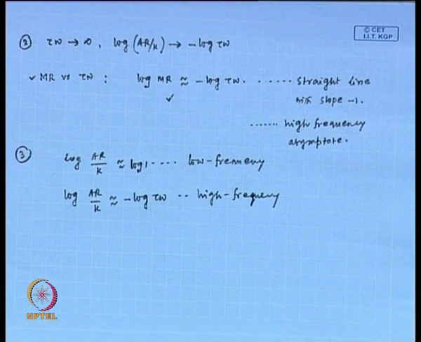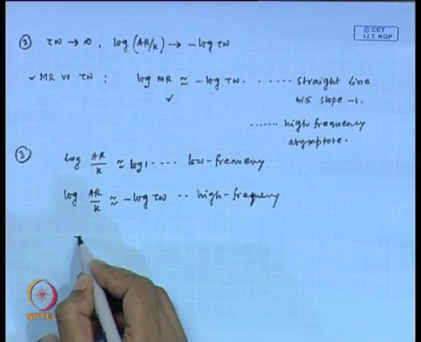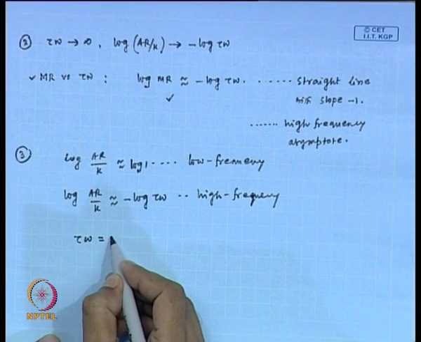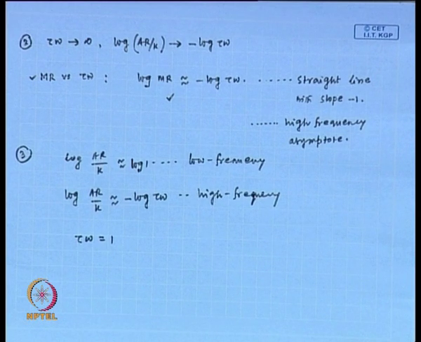Fine. Now, if we equate these two equations, we obtain tau omega equals 1. Agree? Equating these two equations, we obtain tau omega equals 1. That means they intersect at tau omega equals 1.